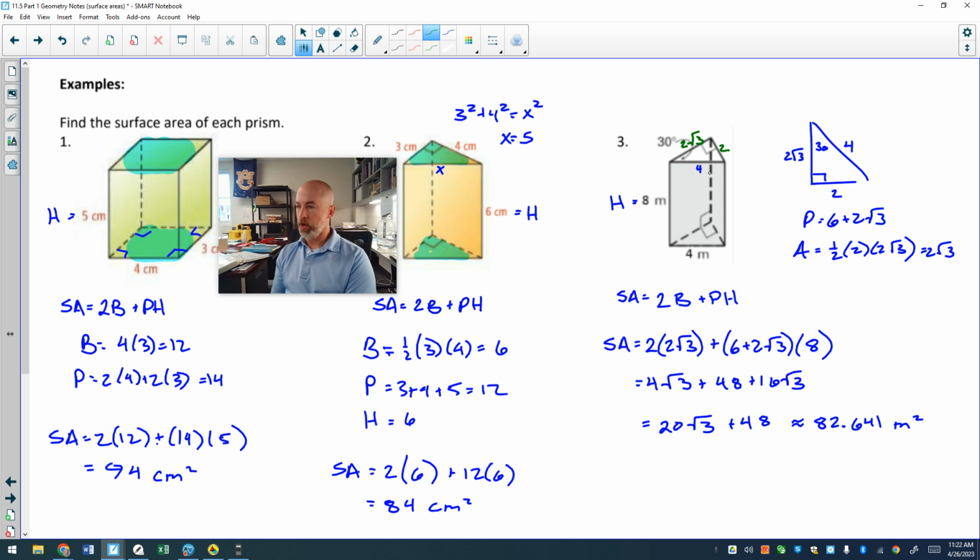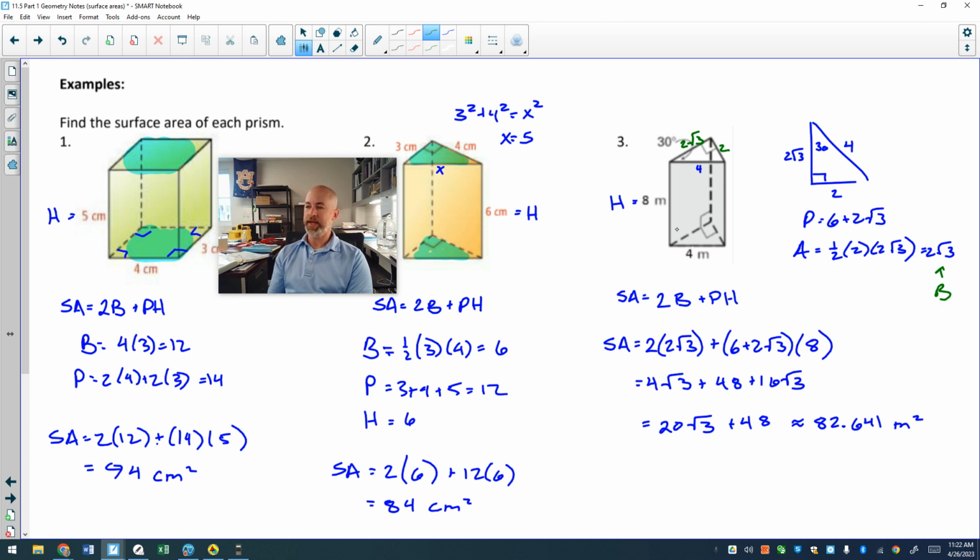And once I got those, I got all of the information I needed to figure out the rest of the surface area. And you see how it works: the perimeter of my base, which is 2 plus 4, that's 6, plus 2 root 3. Please remember, you cannot combine 6 plus 2 root 3. Just leave it as 6 plus 2 root 3. The area of that base is 1/2 the base times the height. That would be 1/2 of 2 times 2 root 3, which ends up being 2 root 3. And that really is capital B in the context of our surface area formula.